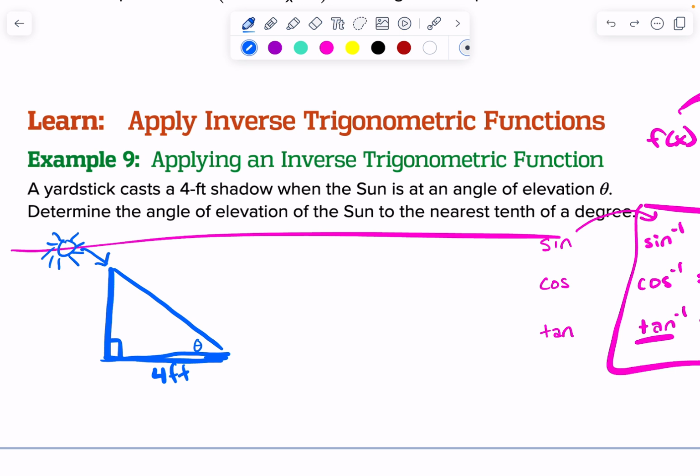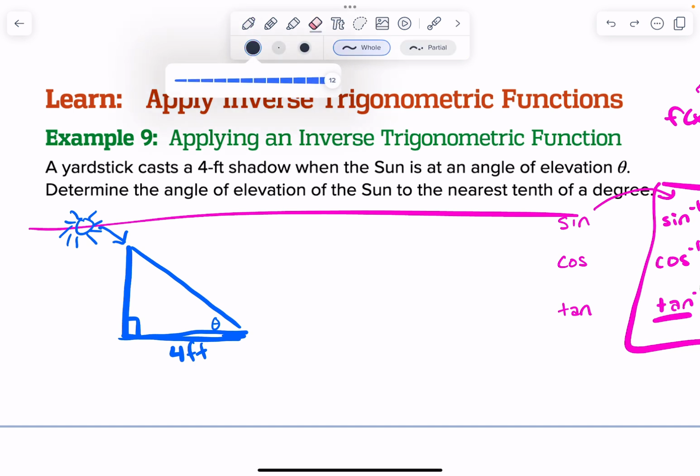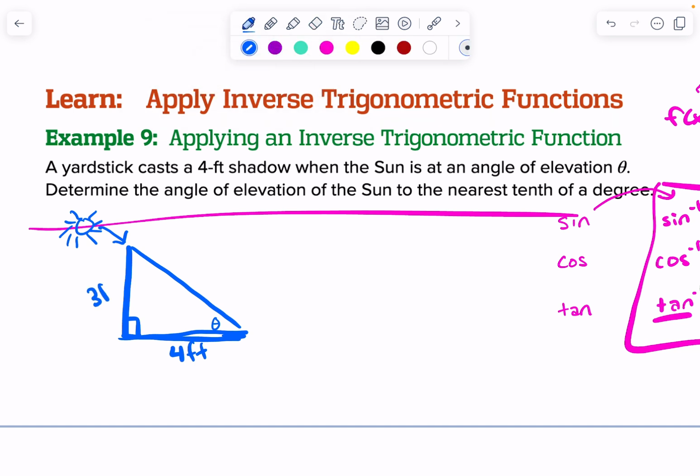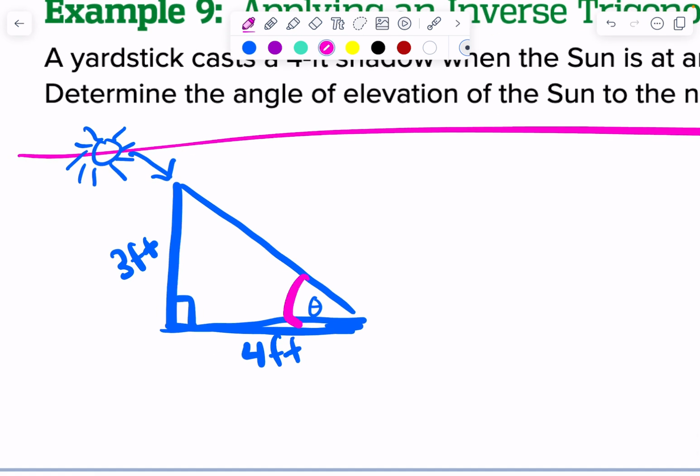To the nearest 10th of a degree. A yardstick. Oh, ha. I'm like, where are my other dimensions? A yardstick is 3 feet. That was silly. I'm looking for my other number, and I'm like, where's my other number? A yardstick. Okay, 4-foot shadow, 3-foot yardstick. Great. They're wanting us to find this angle right here.